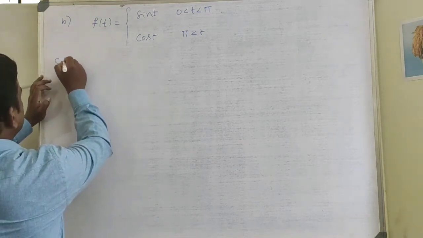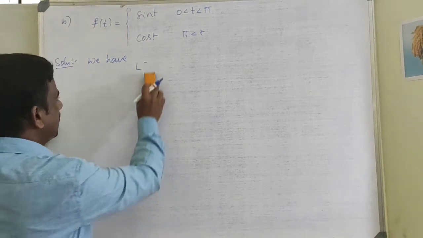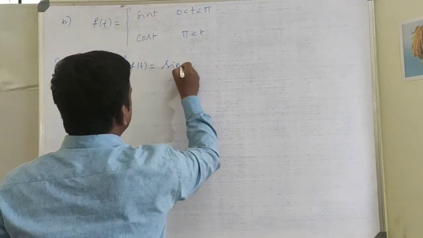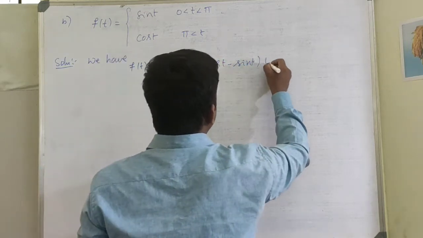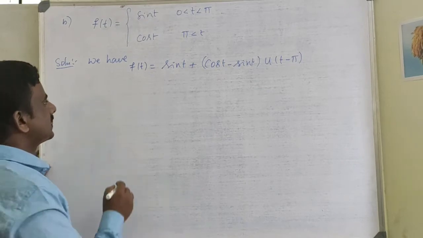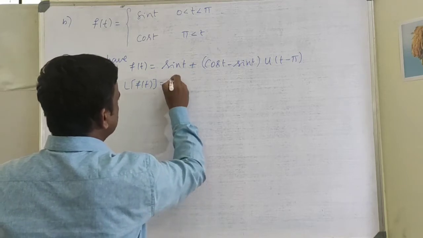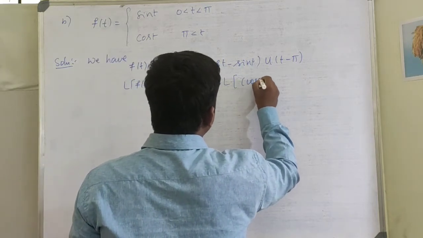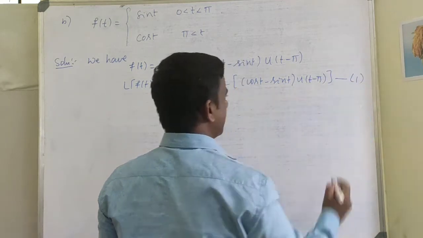So we have f of t equal to the first term, sin t, plus the second term, (cos t minus sin t) into u of t minus pi. Now we need to find the Laplace transform of this, so take the Laplace transform on both sides. So L of f of t will be the Laplace transform of sin t plus the Laplace transform of (cos t minus sin t) into u of t minus pi. Call this equation 1 again.